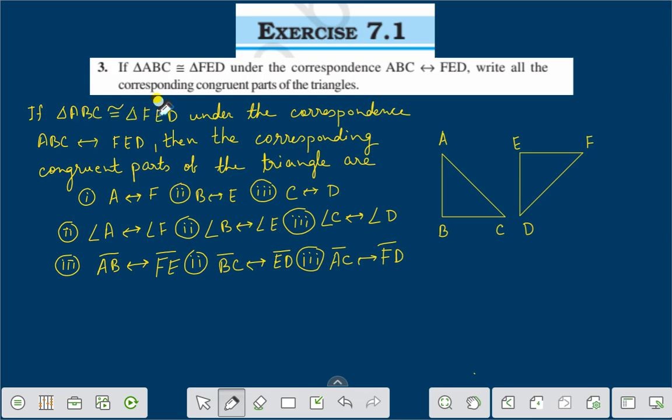That means under this, since triangle ABC is congruent to triangle FED, all the vertices correspond to one another. That is, vertex A corresponds to F, vertex B corresponds to E, vertex C corresponds to D. Not only that, all the angles correspond to one another: angle A to angle F, angle B to angle E, angle C to angle D. And side AB corresponds to side FE, side BC corresponds to side ED, and side AC corresponds to side FD.